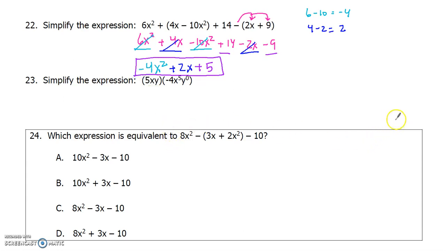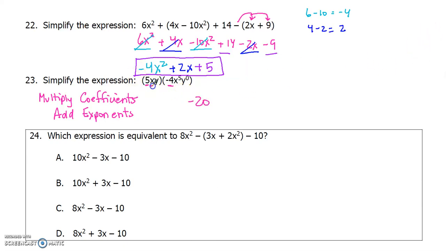Number 23, again, says simplify the expression. So we're not combining like terms, but it is just a multiplication problem. So remember, we multiply the coefficients. I'm going to write that to make sure that we all recall. Multiply the coefficients. And then we add the exponents of the same base. So my coefficients would be 5 and a negative 4, which will give me a negative 20.